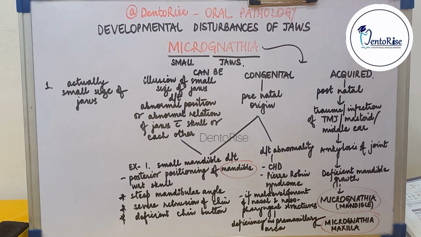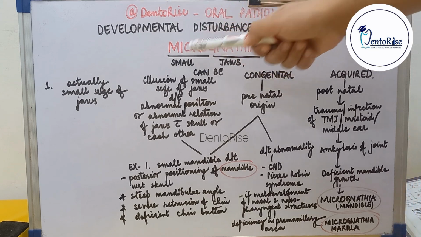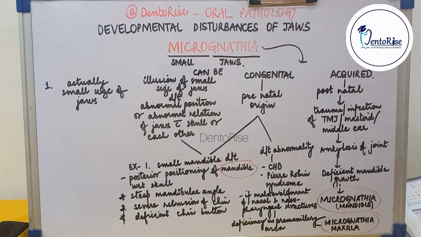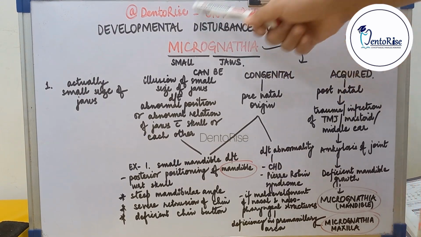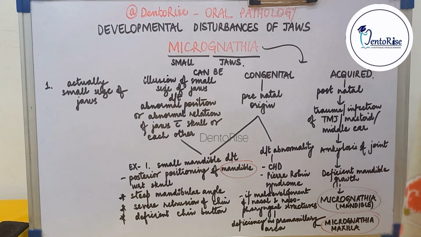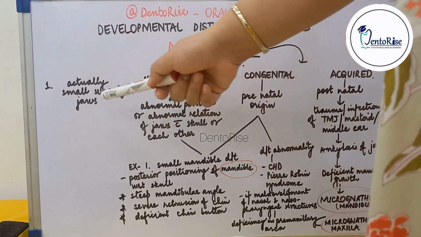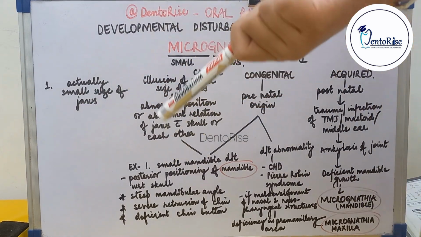MICROGNATHIA implies small jaws. Micro means small and gnathia means jaws. Both the mandible and the maxilla can be affected because of this pathology. Now, the small size of the jaws can be attributed to two reasons. The first reason is the jaw may actually be very small.